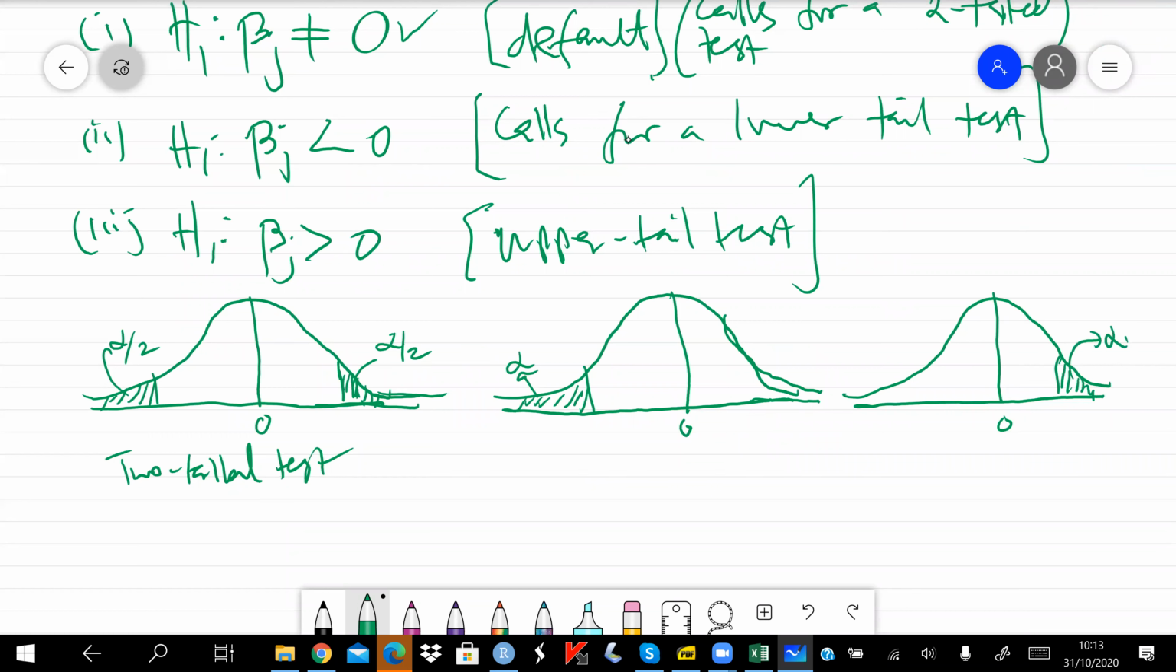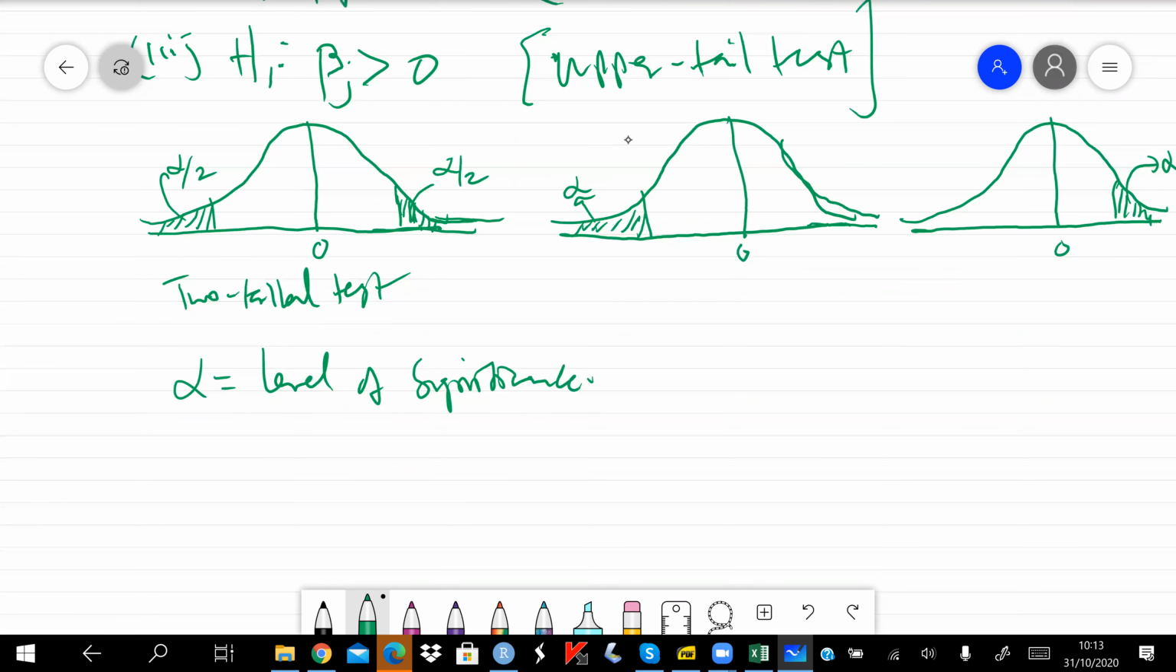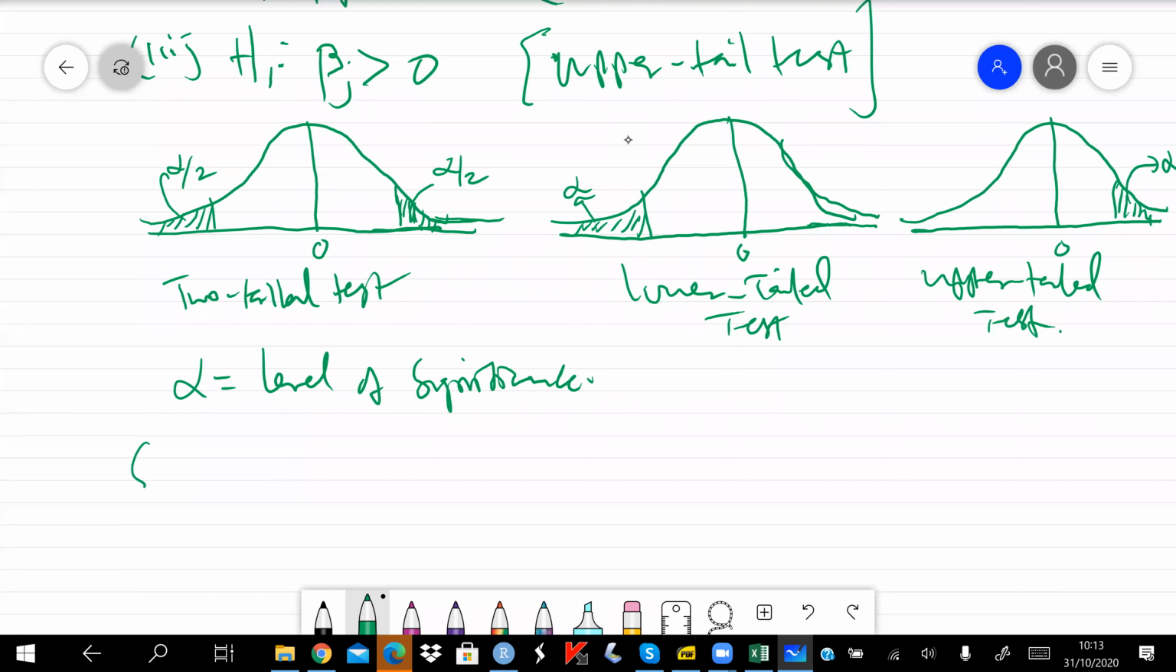This is your alpha. Good to note that alpha is the level of significance, which will always be given, or if it's not given, you use the default one, which you're going to measure in a few minutes. So this is a lower tail test. This is an upper tail test. The shaded part in all the diagrams is called the critical or the rejection region.